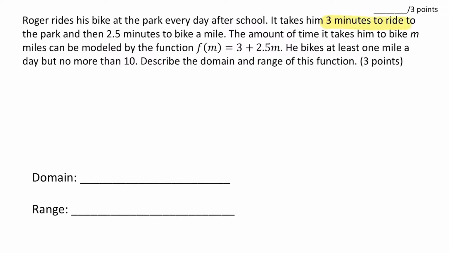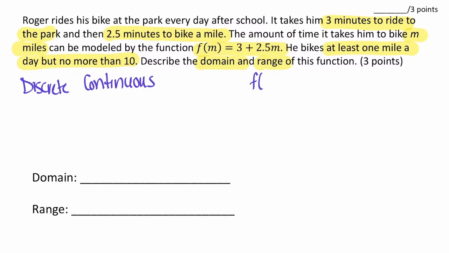So it takes him 3 minutes to get to the park, and then 2.5 minutes to bike a mile. So m represents the number of miles, and then f of m equals 3 plus 2.5m. He goes at least a mile, but no more than 10. Let's talk about the domain and range. So remember, first we need to determine whether this is discrete or continuous. So let's think about this function, f of m equals 3 plus 2.5m.